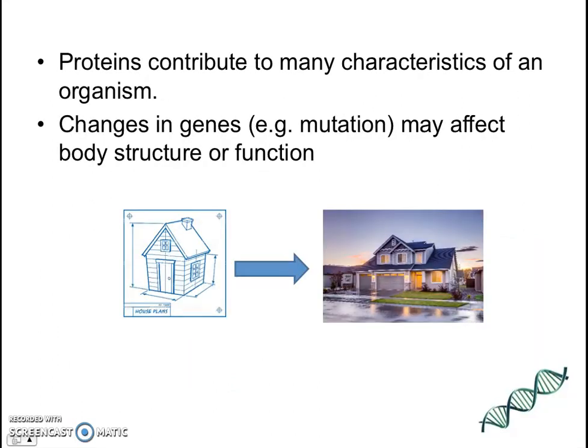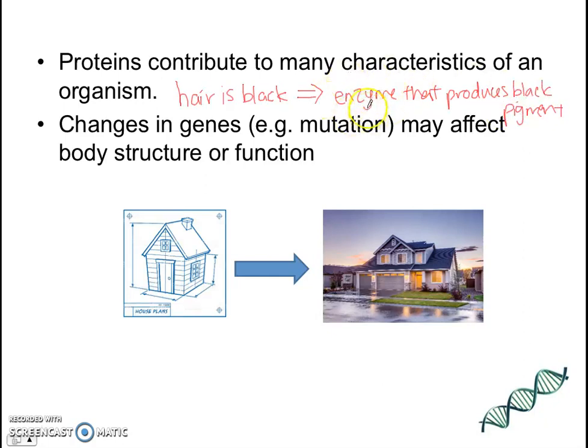Now, many, if not most of our characteristics are due to proteins. Proteins contribute to many of our characteristics. For example, let's imagine the characteristic of your hair being black. What does that have to do with proteins? Well, the fact that your hair is black might be due to the presence of an enzyme that produces black pigment. That means that in your body there's a gene, and the gene codes for this enzyme. So the gene is there, has the instructions to make this enzyme. So the enzyme is made, and then the enzyme makes black color pigment, which makes your hair black.